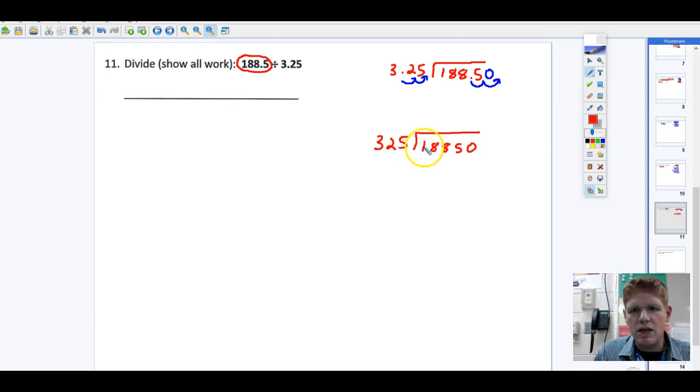So does 325 go into 1? Nope. Does it go into 18? Nope. Does it go into 188? Still, that's a big no. 325, does it go into 1,885? Yes, it does. Now we have to figure out how many times.